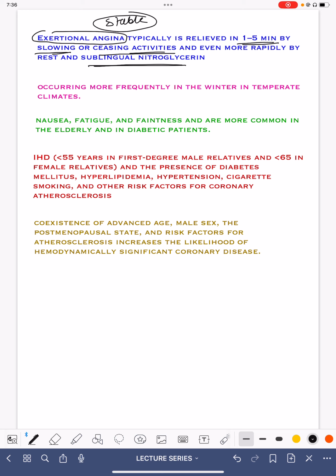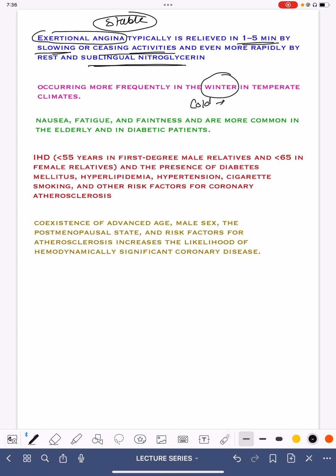It occurs very frequently in winter because, as I told, cold increases the blood flow to the muscles. So transiently, or for a particular time, the blood flow towards the heart is reduced. So automatically this ischemia worsens in winter or cold seasons.